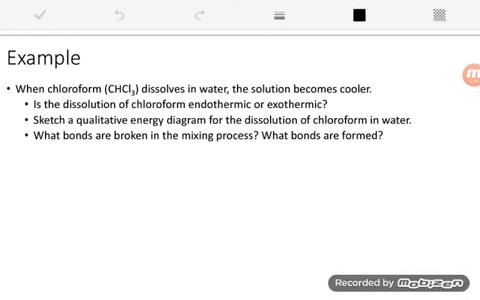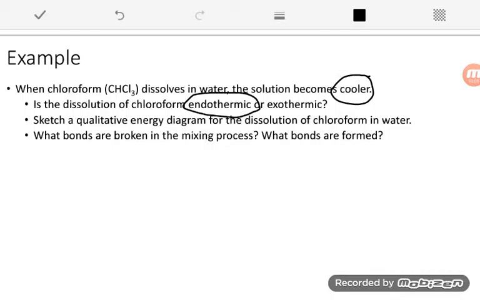When chloroform, CHCl3, dissolves in water, the solution becomes cooler. First question, really easy. Is the dissolution of chloroform endothermic or exothermic? Well, if it becomes cooler, that means it's going to be endothermic. If it's becoming cooler, it required energy to do this. It didn't release very much, and that was our endothermic process.